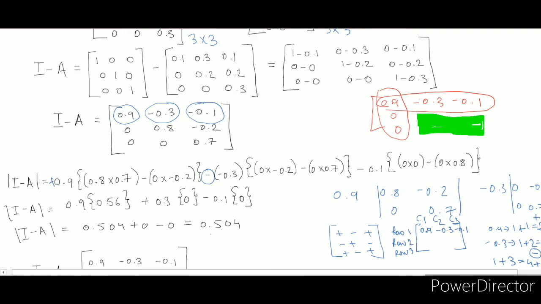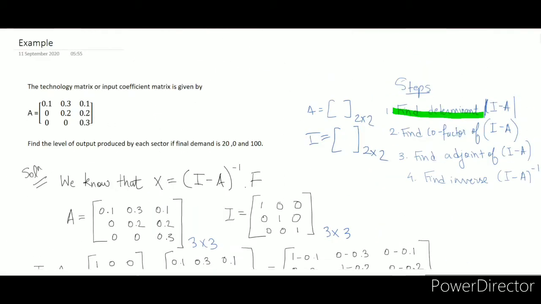And if we work that out, what we get is 0.504, which is the determinant of matrix 1 minus identity matrix minus the input coefficient matrix. So step 1 is done. Step 2 is to find the cofactor matrix of I minus A. So that is step number 2. Find the cofactor matrix of I minus A.